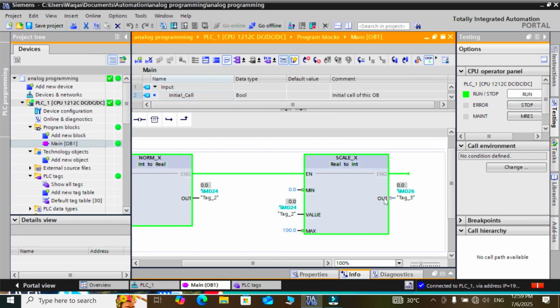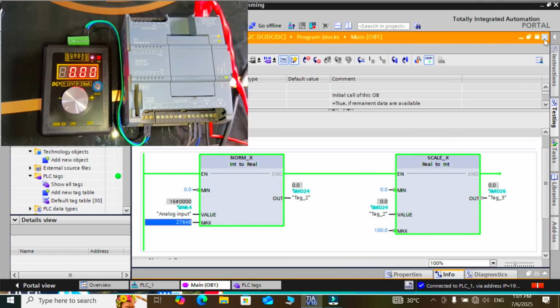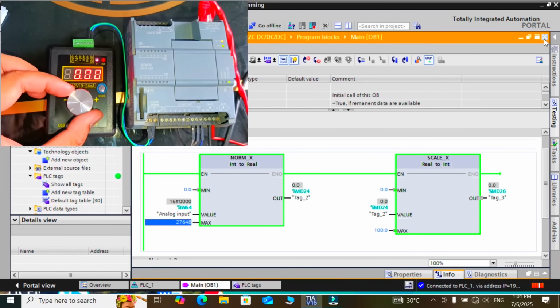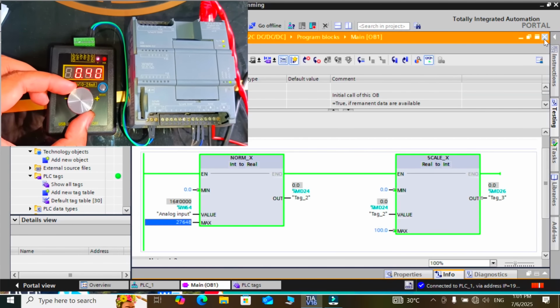And the last pin is the output pin. Here we can set a data register as per our choice. As can be seen, we have set MD26 here, and this data register will provide us the final result in engineering units. In my case, I am using a signal generator for 0 to 10 volt input.